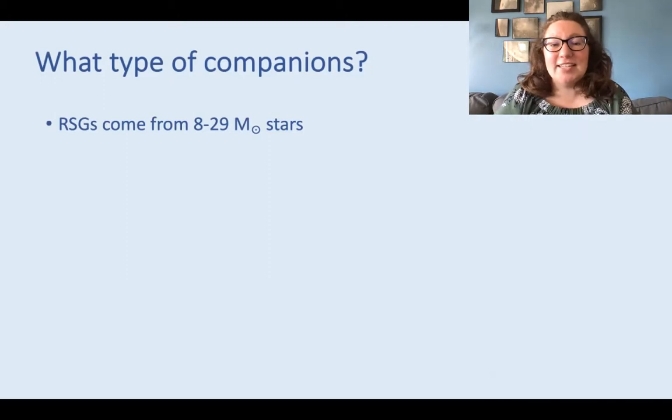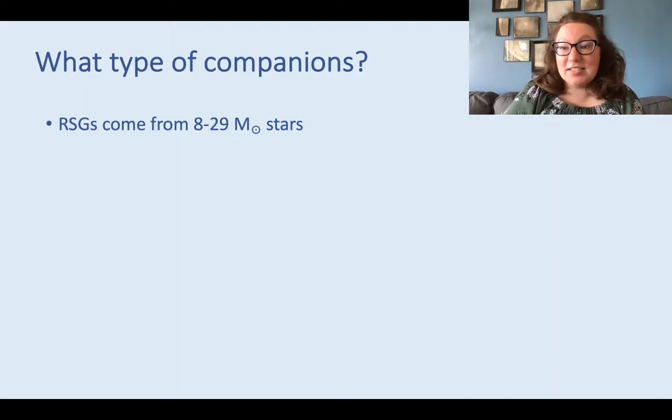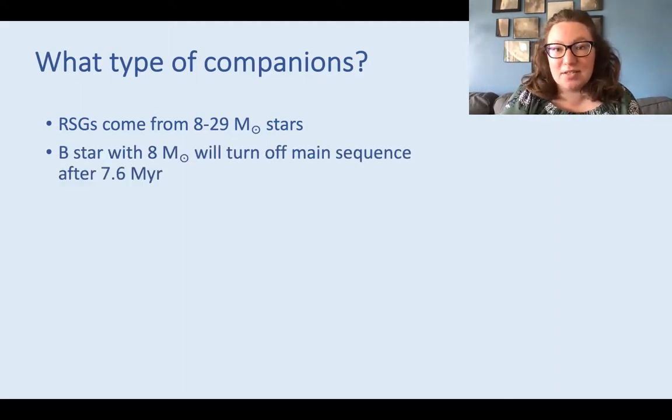The first question I asked myself was what type of star would be in a binary system with a red supergiant? Would you see red supergiants with M dwarfs or not? Red supergiants come from 8 to 29 solar mass initial mass stars. Stars less massive than this aren't massive enough to become red supergiants. Stars more massive than this generally go from an O star into a Wolf-Rayet star phase. So the question was, if you take the least massive star that turns into a red supergiant, how long does it live before it turns into a red supergiant?